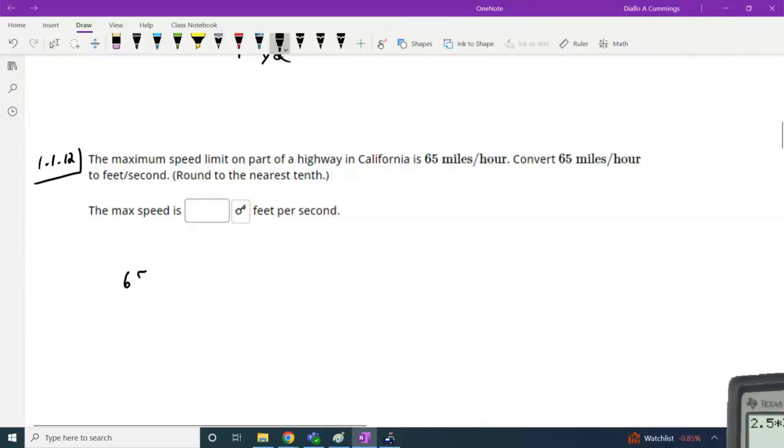So that's 65 miles, and I'm going to put hours in the denominator, because it's 65 miles per 1 hour. I want to convert miles to feet, and I also want to convert hour to seconds. So I'm going to do 2 conversions, using 2 unit fractions. For this first unit fraction, I'm going to convert miles to feet.